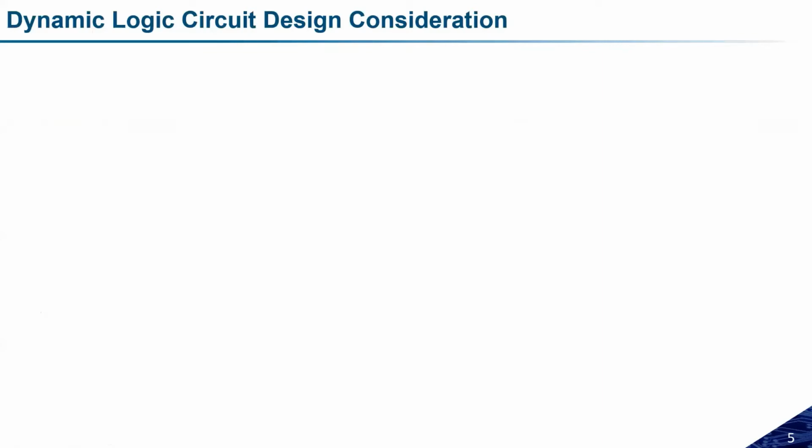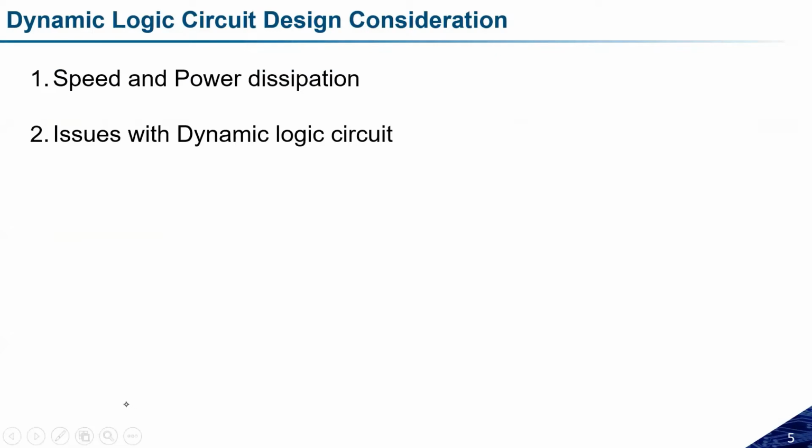Good morning, everyone. In the previous class, we started our discussion on the dynamic logic circuit design consideration, and we talked about two major parameters. One is the speed and power dissipation, and the second parameter is issues with dynamic logic circuits. And if we consider issues in dynamic logic circuit, we can have several issues.